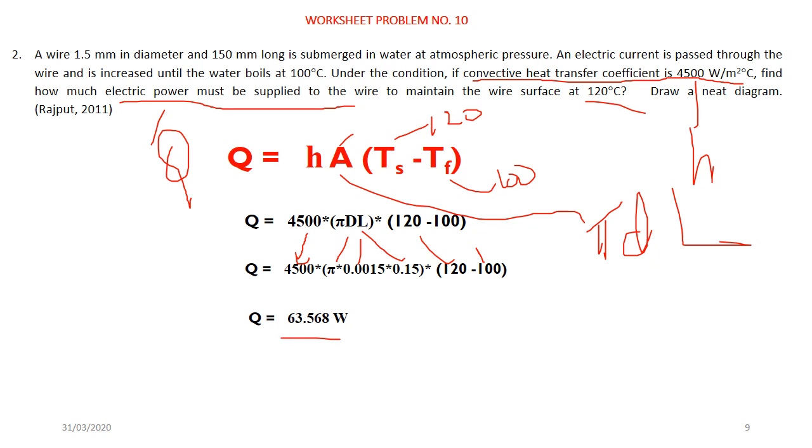So this is the thing. Actually, what happens here is that in a beaker, a pan or a container, an electric wire is submerged in water. When you apply the current, the wire will be heated. The wire will be kept at a temperature of 120 degrees Celsius and the water temperature will be 100 degrees Celsius. At this point, what is the heat transfer? That is the question. You can use Newton's law of cooling, the convection heat transfer formula, and find the value of Q.